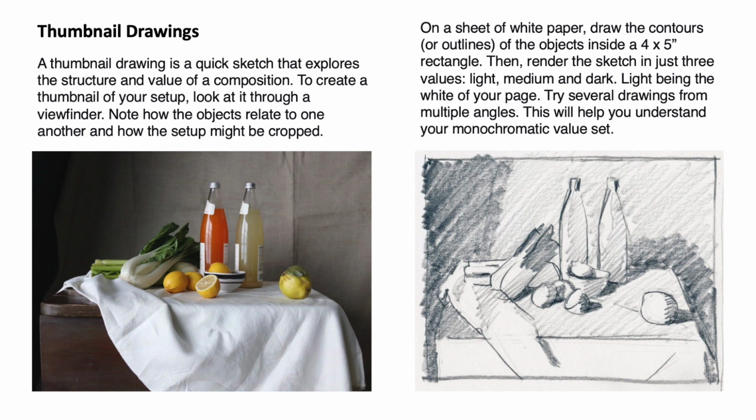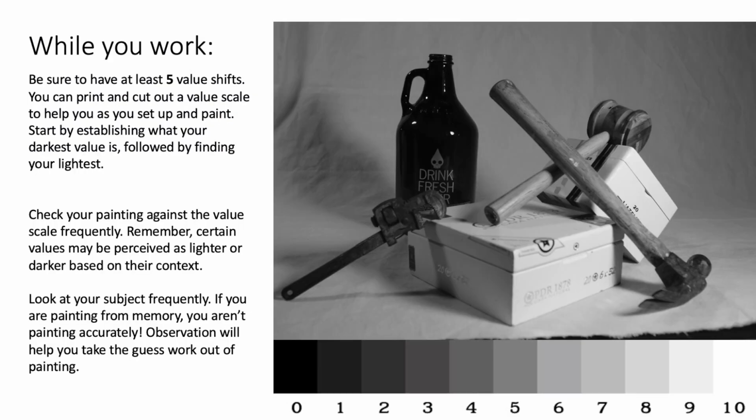Try several drawings from multiple angles. This will help you understand your monochromatic value set. While you work, be sure to have at least 5 value shifts. You can print and cut out a value scale to help you as you set up and paint. Start by establishing what your darkest value is, followed by finding your lightest. Remember that absolute black and absolute white may not be in your composition.